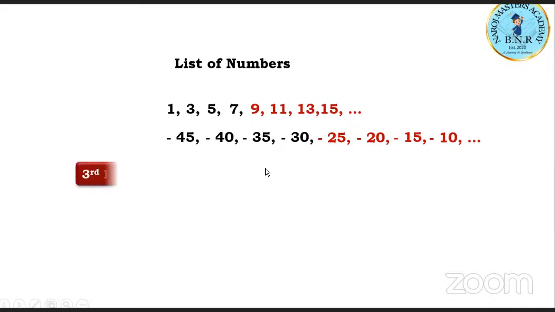Very good. Now let me give the third list of numbers. You can see here. What is the first number? 7. What is the next number? 11. What is the next number? 20. What is the next number? Minus 1. Is there any pattern between these four numbers? No, sir. And can you guess what is the next number in this series?